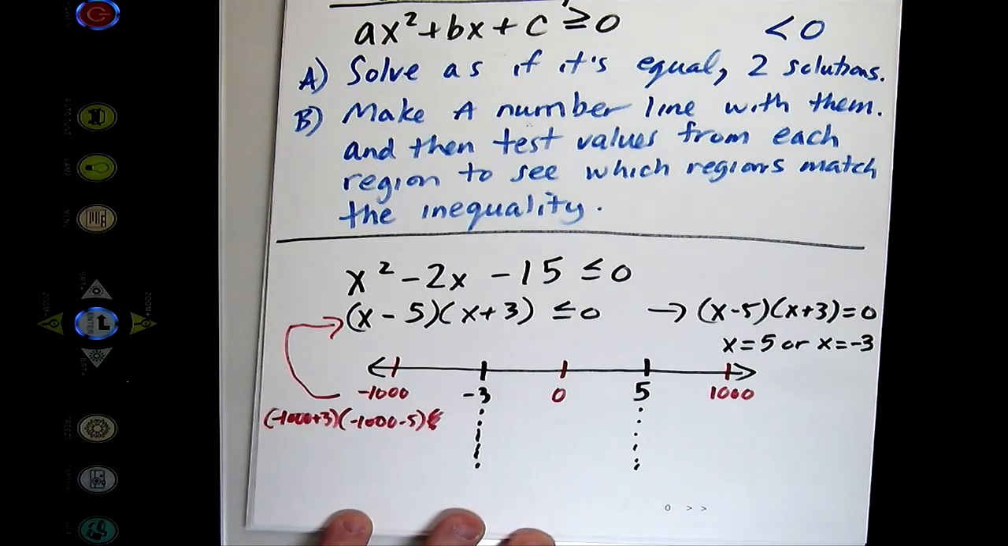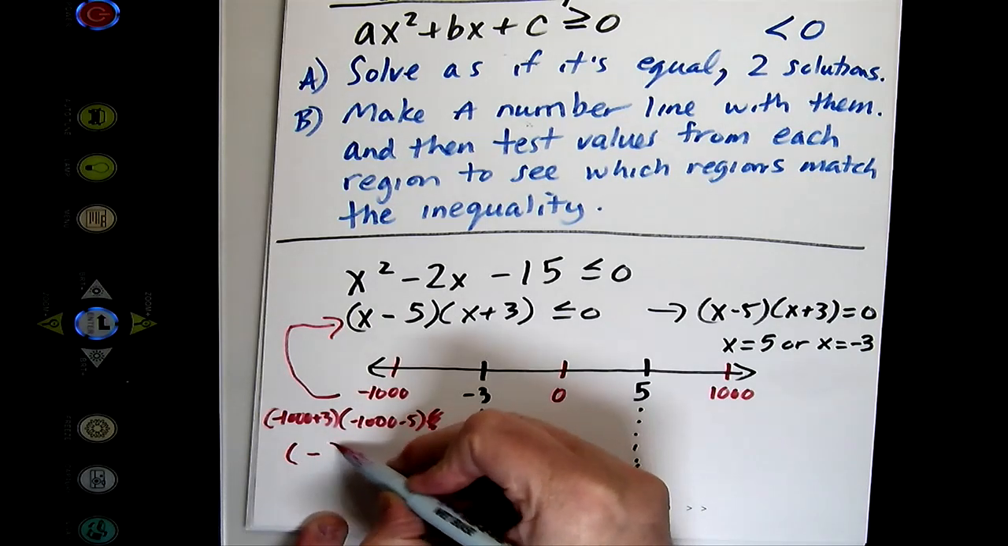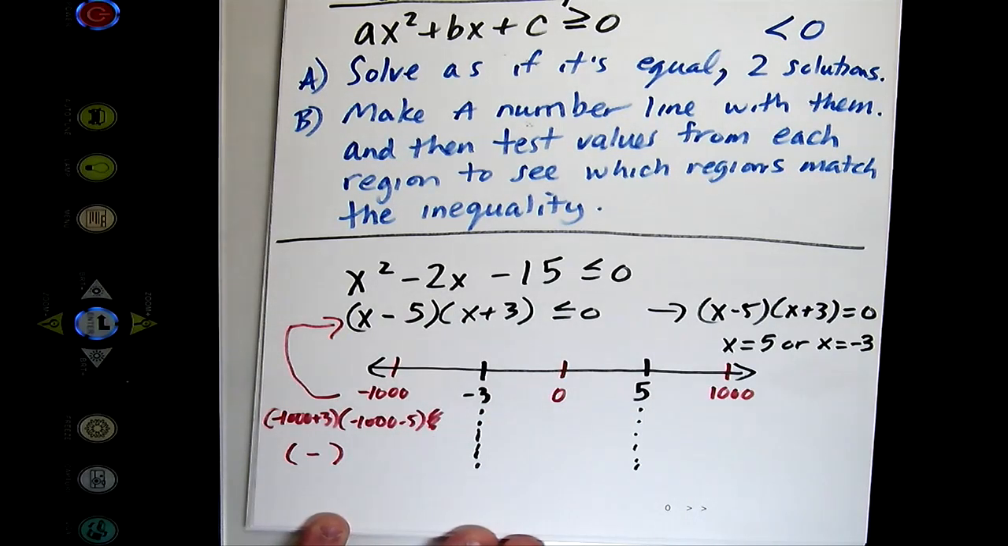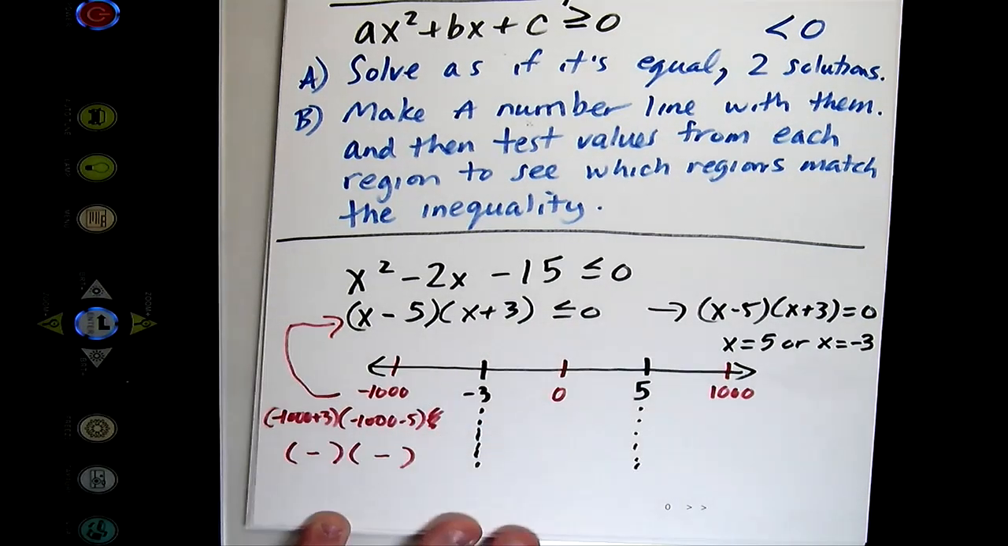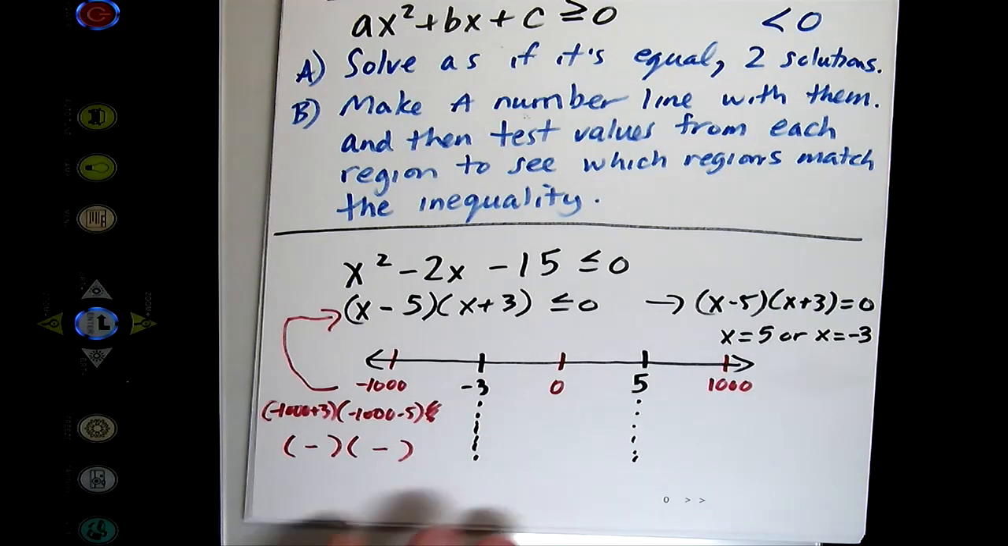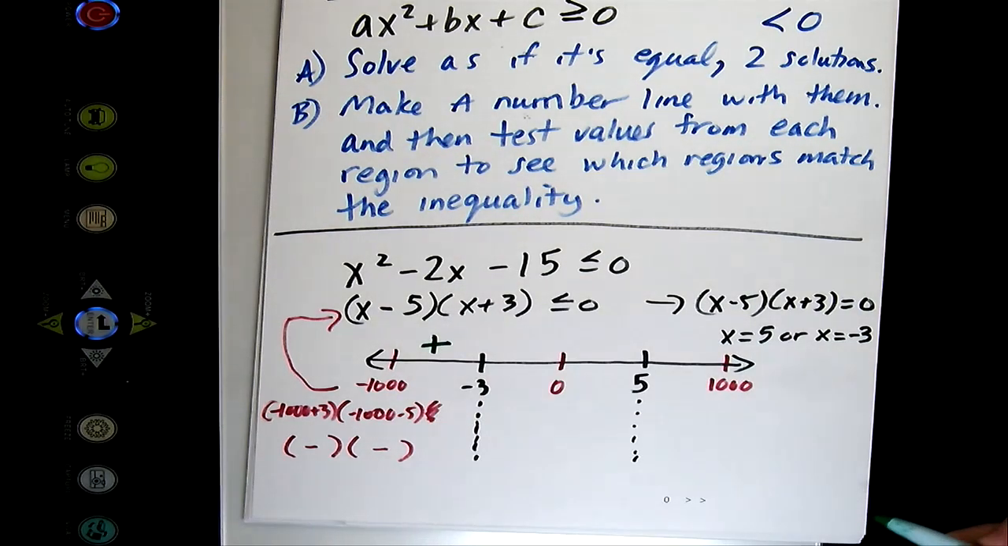I don't need to add it up and figure out what these numbers are. -1,000 plus 3 is definitely a negative number. Would you guys all agree on that? Same thing with -1,000 minus 5. These are both negative numbers. Two negative numbers multiply together to make a positive number. This region is positive.